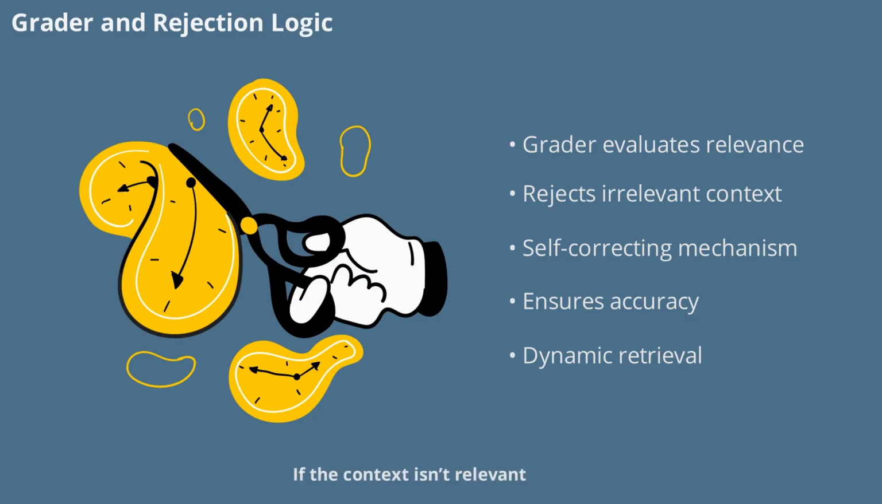If the context isn't relevant, the agent rejects it and loops back for another retrieval attempt. This self-correcting mechanism is what sets agentic RAG apart from traditional pipelines. It ensures that only the most relevant and accurate information is used to generate responses.